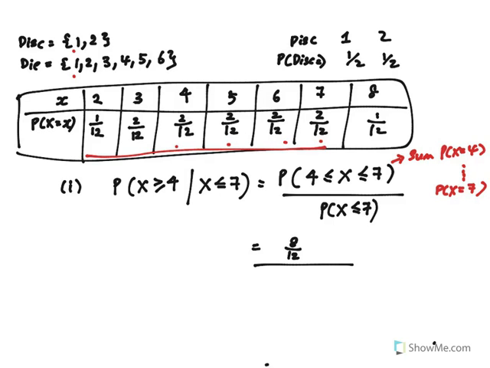Or you can take 1 minus this, right? So it's just 1 minus 1/12, which is 11 over 12. And you obtain the answer easily to be 8 over 11. Okay, now this is for part 1. Any question? No question, right?